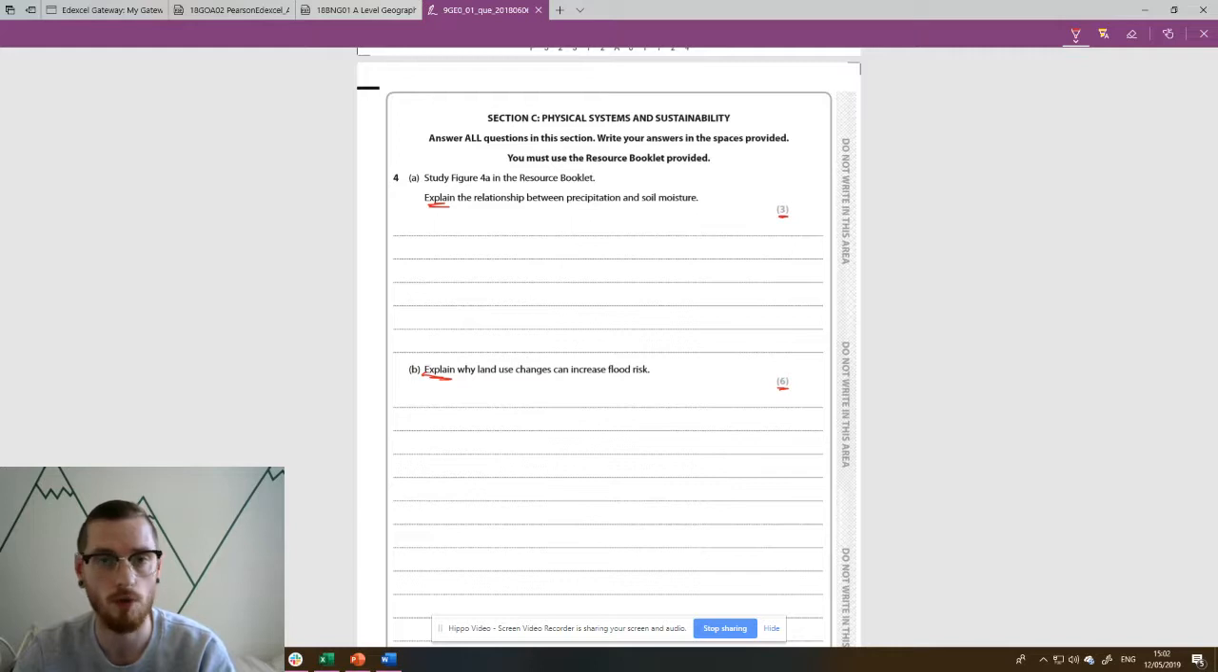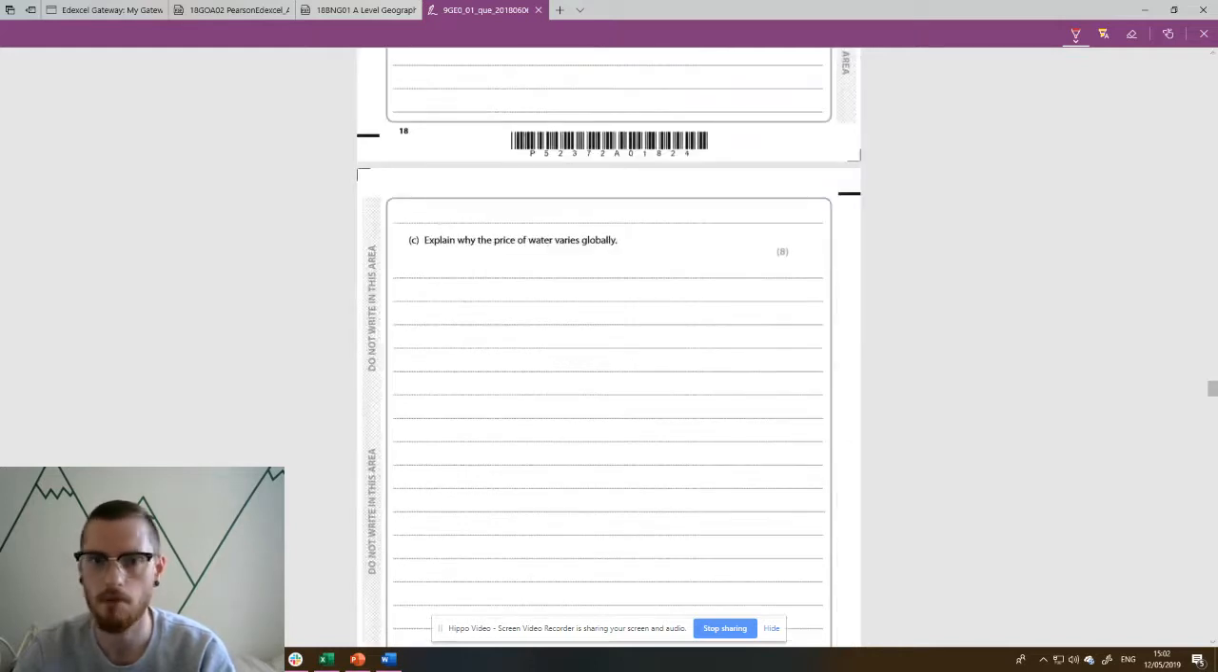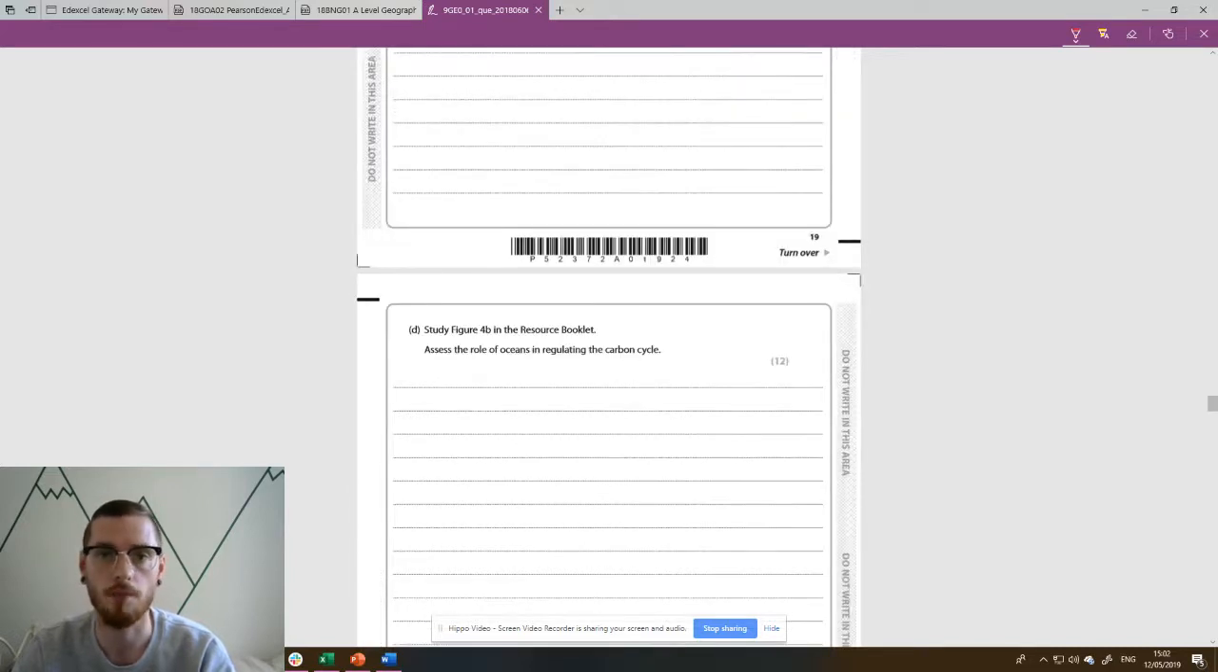These are going to be on water cycle. And then we're going to move on to an 8 marker, which is another explain question on water cycle. So you've got 3 questions, all explain, all water cycle. The 2 longer questions are on the carbon cycle, the longer extended essay questions.